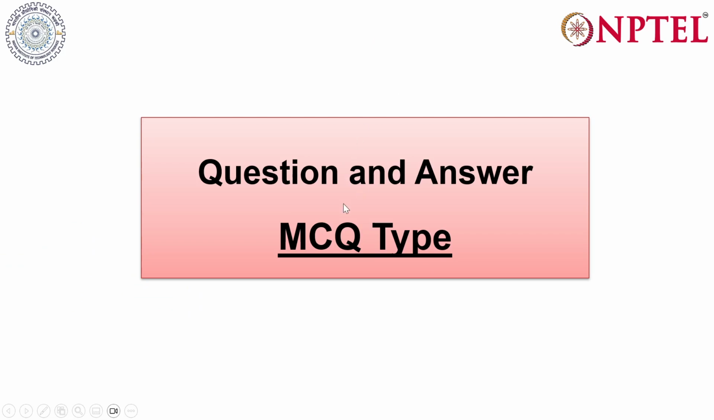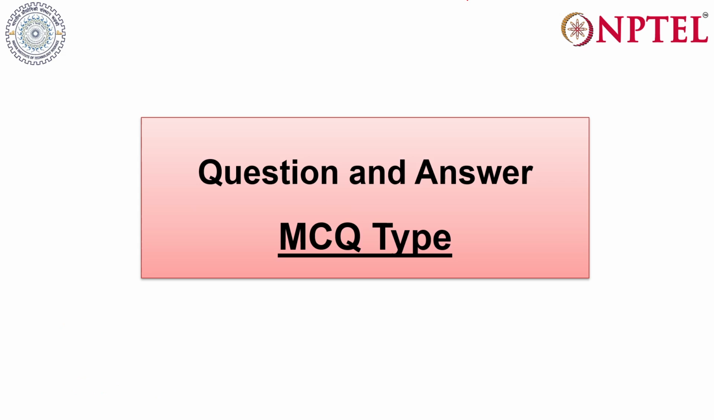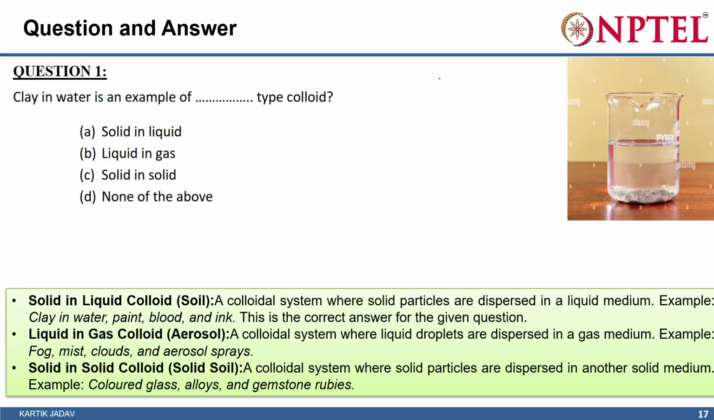Okay, let's begin the MCQ type questions. We'll solve a few important questions related to week 5. Question number 1. Clay in water is an example of a dash type of colloid. So which type of colloid is it, according to you? It is solid in liquid, right? So the correct option is A.